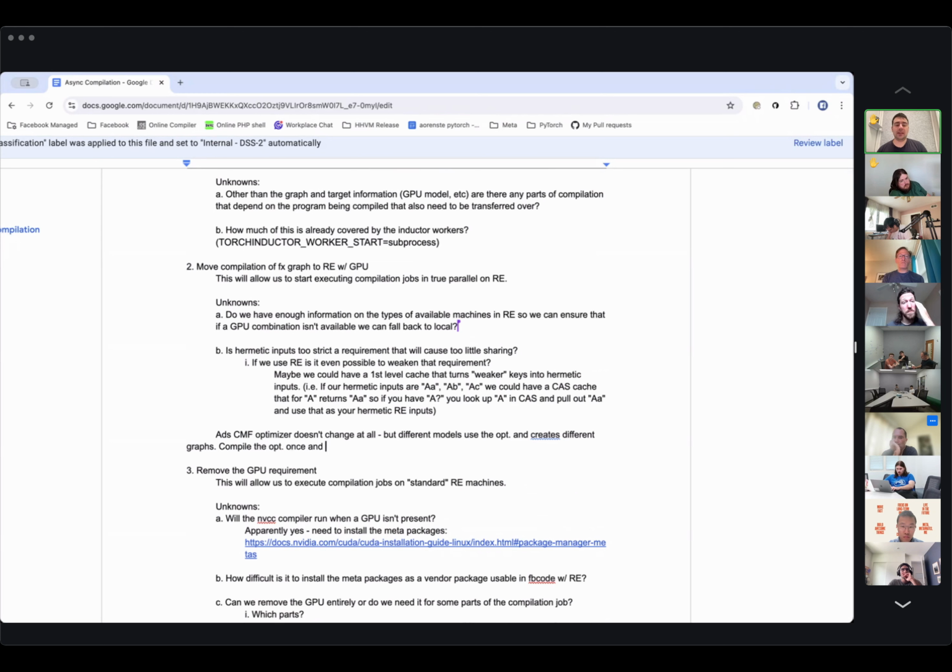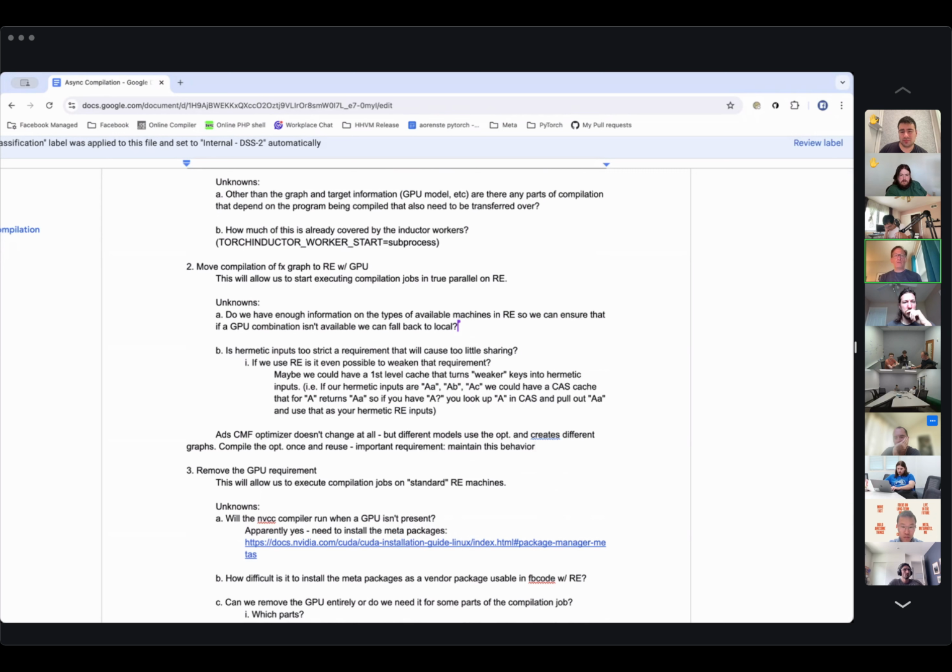I guess something that would be an important requirement here is making sure we can still maintain this type of behavior, and that RE's strict input strictness doesn't prevent us from actually sharing this type of graph caching. Right. Okay.